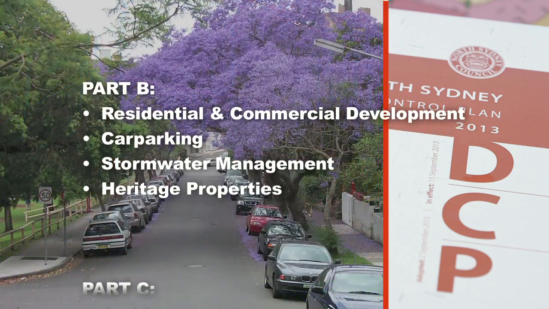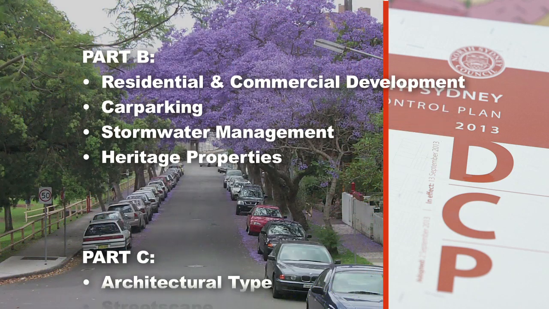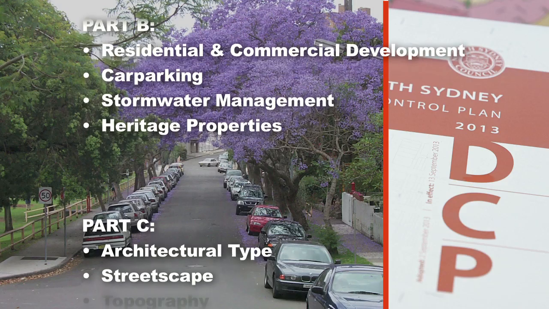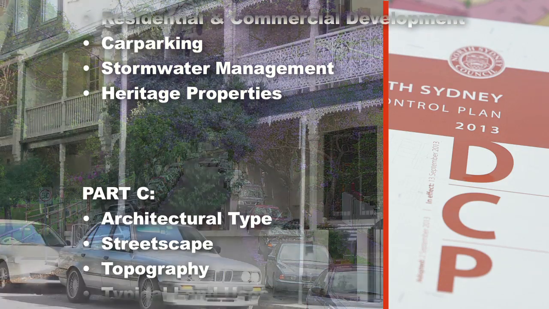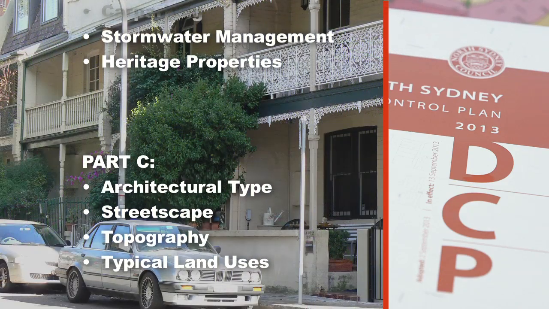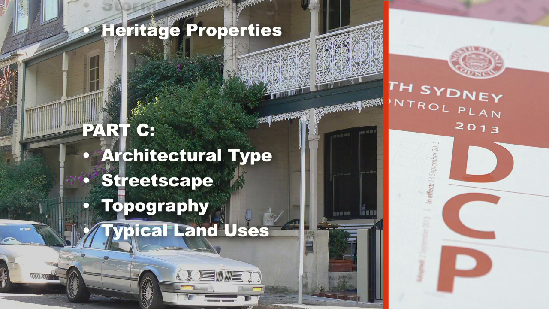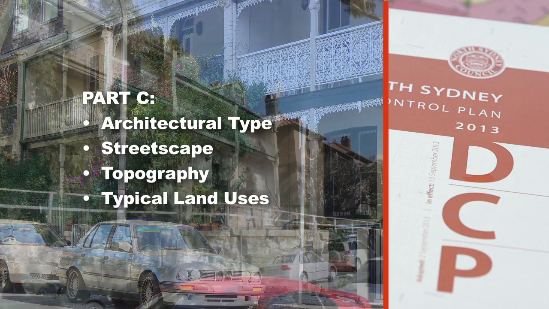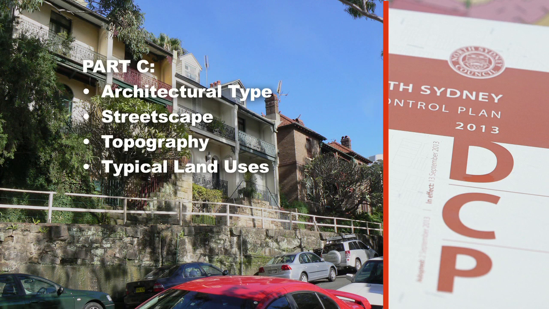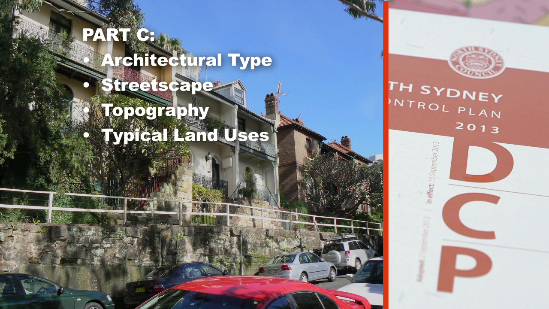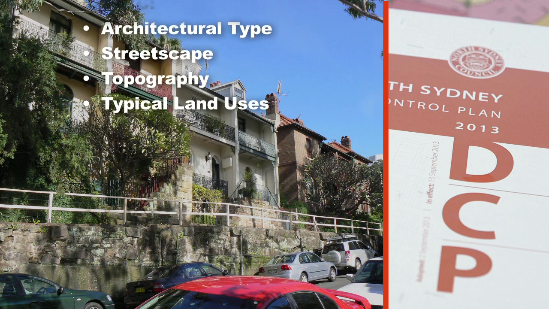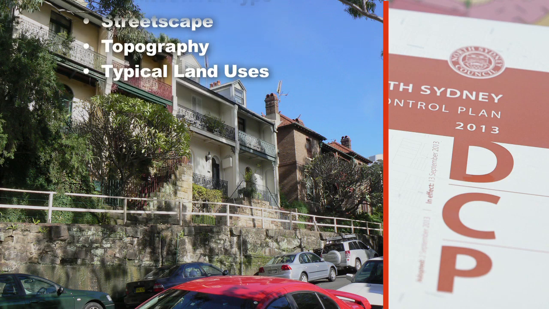And Part C includes the area character statements. These describe each area or neighbourhood and identify important characteristics of each, such as architectural type, streetscape, topography, and typical land uses. These character statements help to define appropriate development in different parts of the North Sydney local government area.